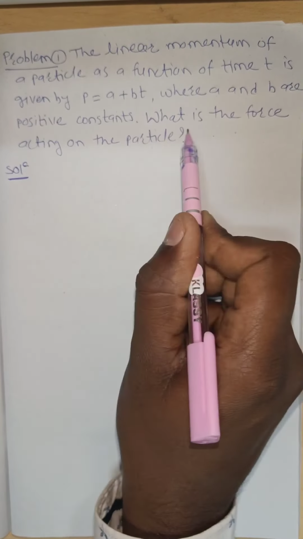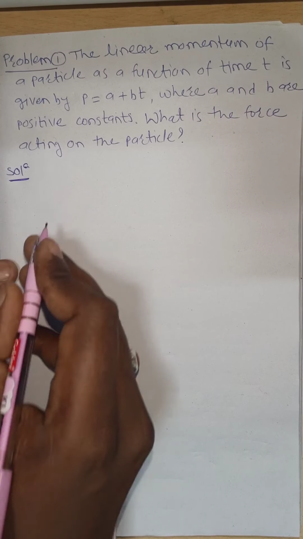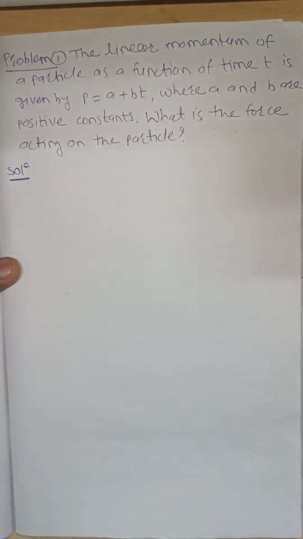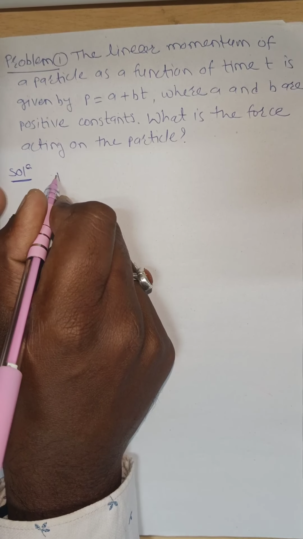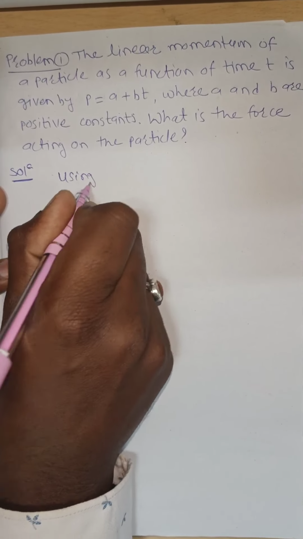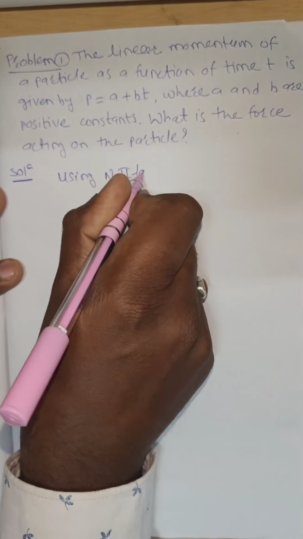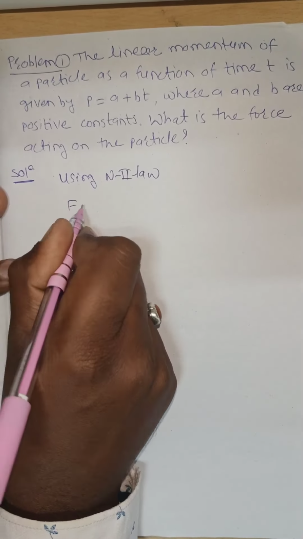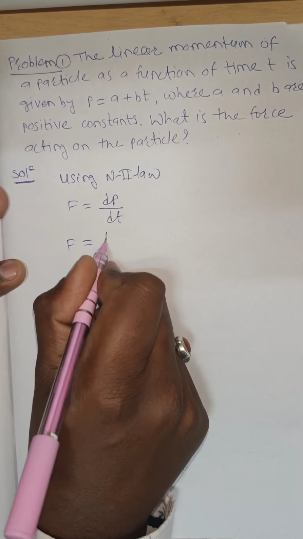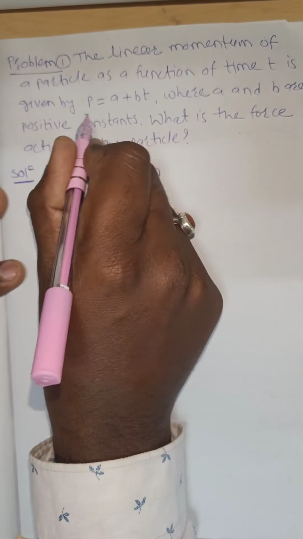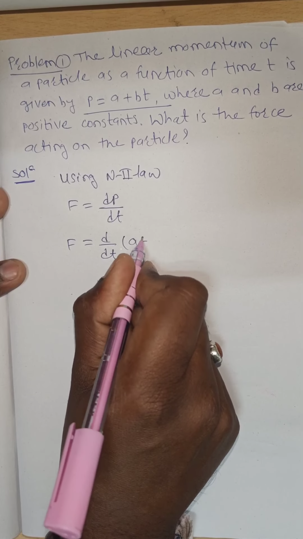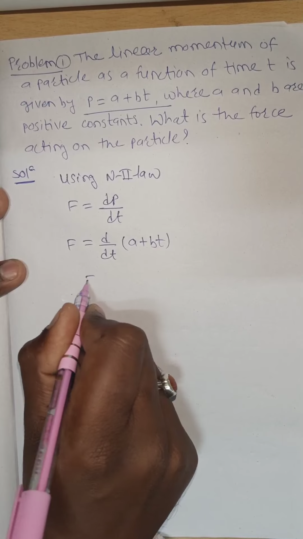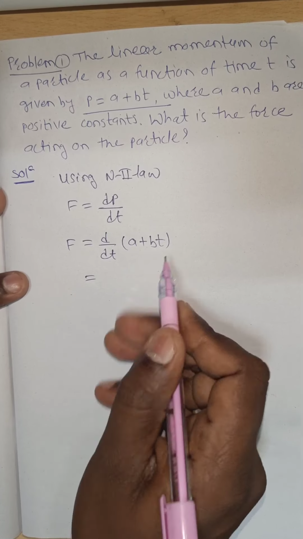Momentum is given and we want to find the force. We know that force is equal to the rate of change of momentum. Using Newton's second law, force F = dp/dt. Therefore F = d/dt of the momentum p, and p = a + bt.